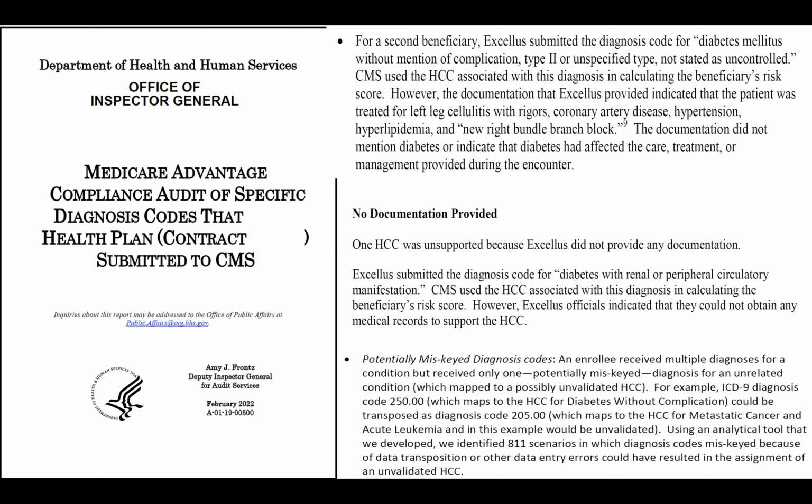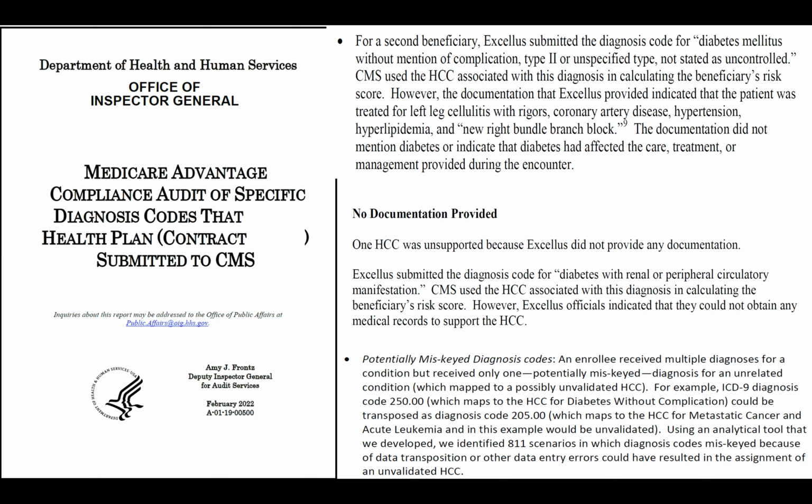So Excellus submitted a diagnosis code for diabetes without mention of complication, type 2 or unspecified type, not stated as uncontrolled. CMS used this diagnosis in calculating a risk score. However, the documentation that Excellus has provided indicated the patient was treated for left leg cellulitis with rigors, coronary artery disease, hypertension, hyperlipidemia, and new right bundle branch block. The documentation did not mention diabetes or indicate that diabetes had affected the care, treatment, or management provided during the encounter.